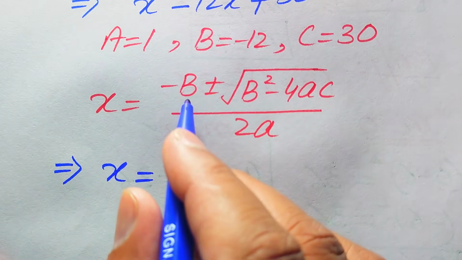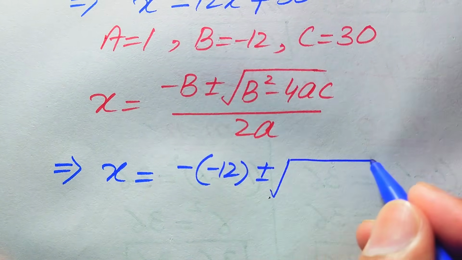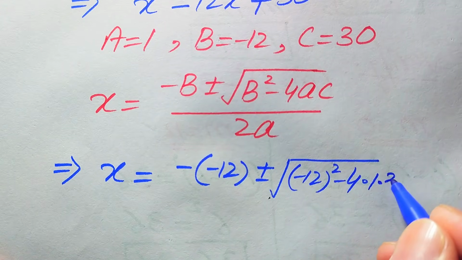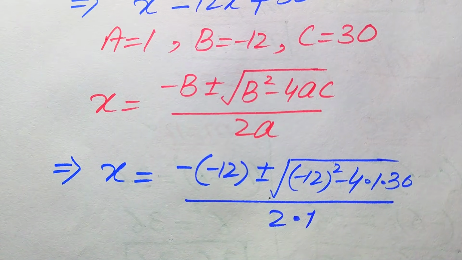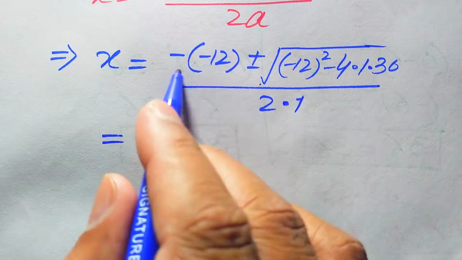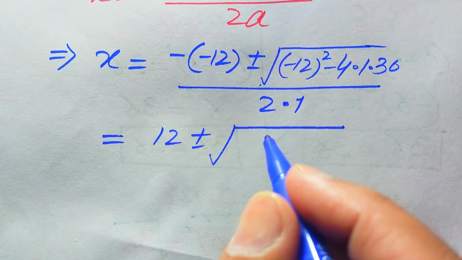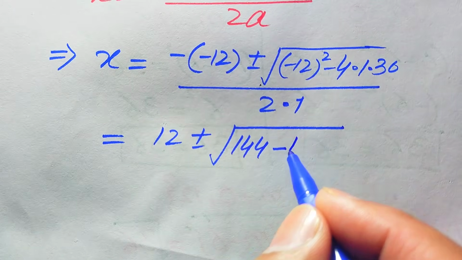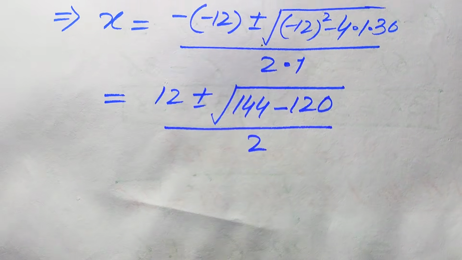So we have x equals minus b, the value of b is minus 12, plus minus square root of b square, b is minus 12 squared, minus 4 times a is 1 and c is 30, and it is divided by 2 times a, and here our a is equal to 1. And now in the next step we need more simplification, and it will be written as minus times minus becomes plus 12 plus minus square root of minus 12 squared becomes 144 minus 4 times 30 becomes 120, and it is divided by 2 times 1 is equal to 2.